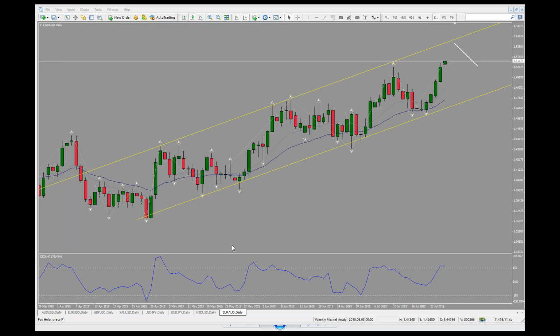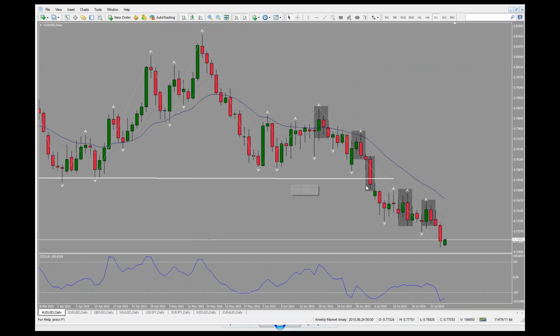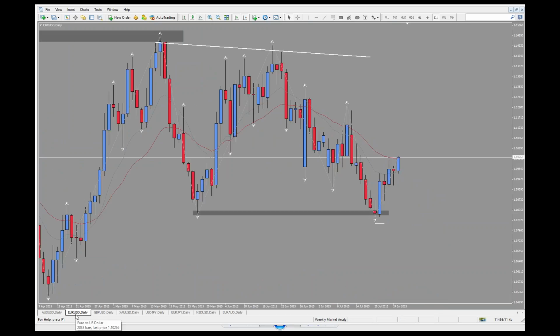Let me recap what we've done. Aussie dollar, we're looking for pullbacks. Some of you may have half a position still in. The other half should have closed out. Euro USD, it's a bit weird. I don't think we're going to get it. No, sorry, we're looking for a pullback as well. So I'm looking for some kind of a price action to go back down.